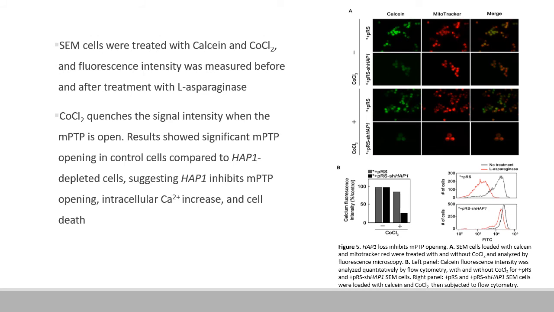SEM cells were loaded with calcein and cobalt chloride. Cobalt chloride quenches the fluorescence signal when the MPTP is open, resulting in a left shift on the graph. We found that in the control cells, MPTP opening was quite significant, while the HAP1 depleted cells did not display MPTP opening. This demonstrated that HAP1 prevents MPTP opening and presumably also prevents leukemic cell death.